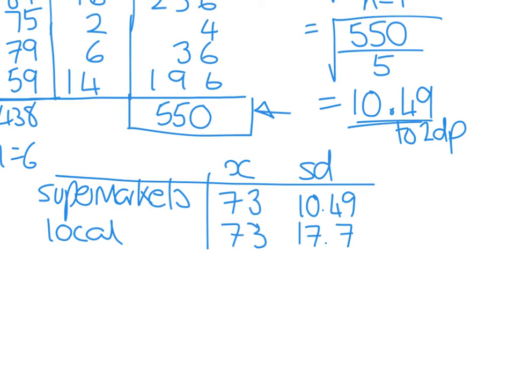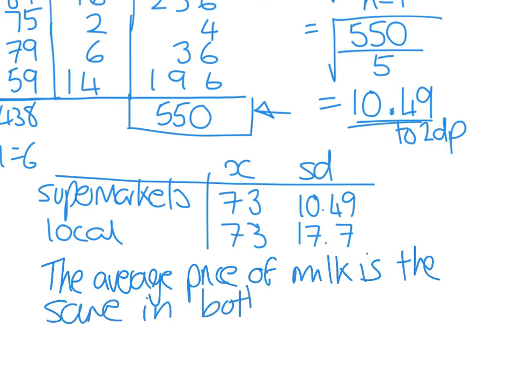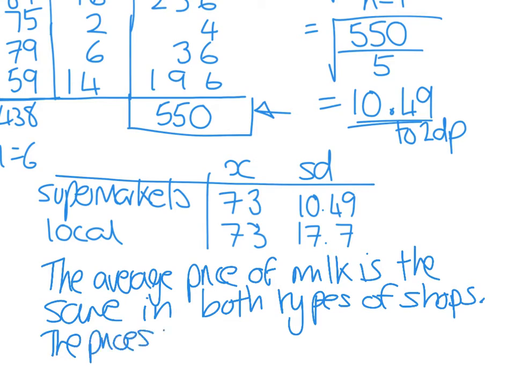Now you notice the mean prices are the same. So my first statement is going to be about the average price of milk. So the average price of milk is the same in each shop. So the average price of milk is the same in both types of shops. Excuse my writing here. But local shops have got a higher standard deviation. So the prices in local shops, because the standard deviation is higher, the prices are more varied.